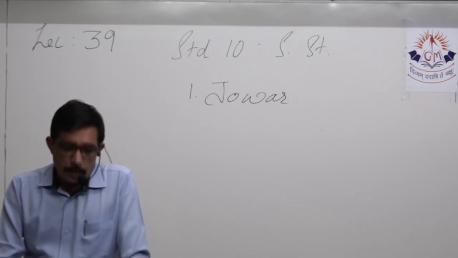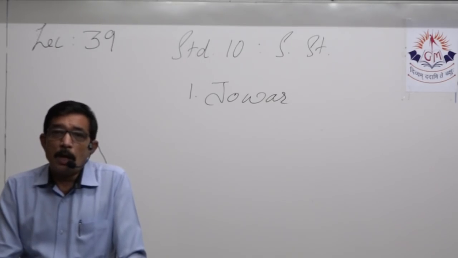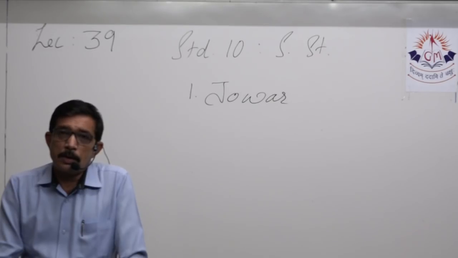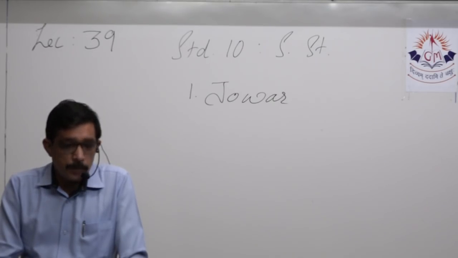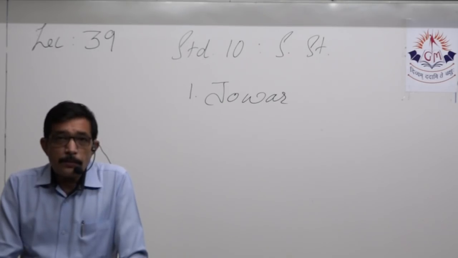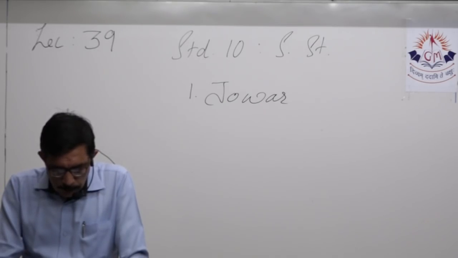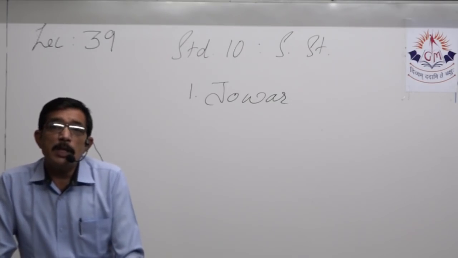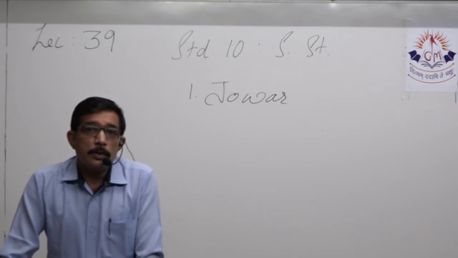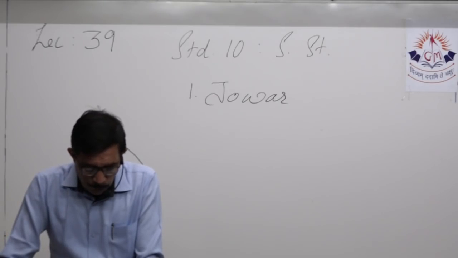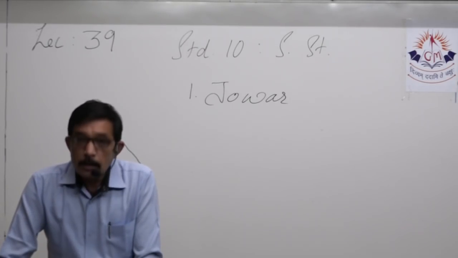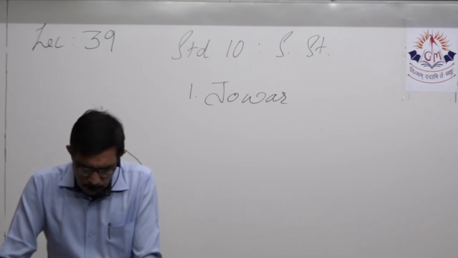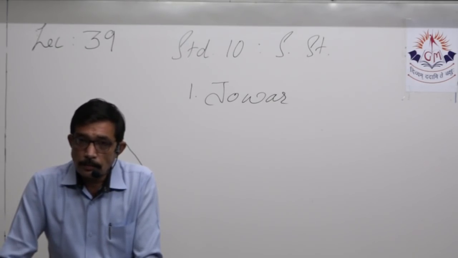It is mainly produced in Maharashtra. Maharashtra is written as the first state. That means it is the highest producer of jowar. Maharashtra followed by Karnataka, then Andhra Pradesh, Tamil Nadu and Gujarat. These are the 5 major jowar producing states in India. Surat and Tapi districts in Gujarat grow the maximum quantity of jowar in Gujarat.